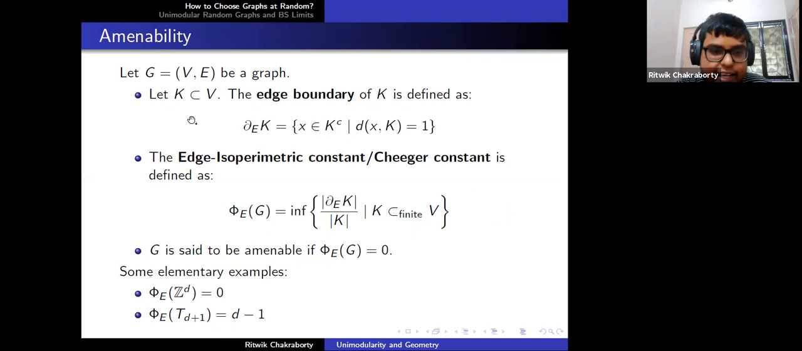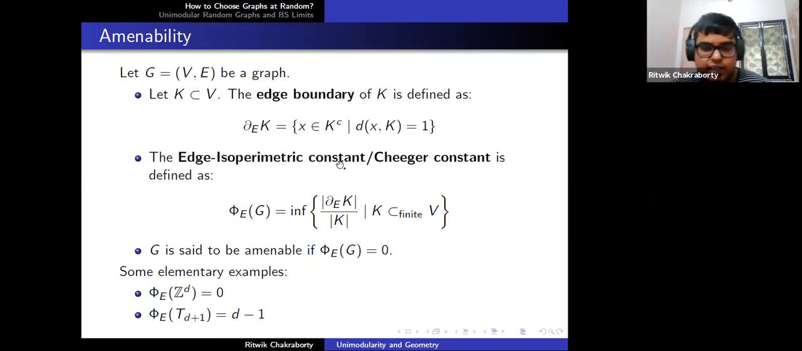So given a graph G, take any finite subset of the vertices, or in particular, take any subset of vertices. So the edge boundary of K is defined to be all those points outside K, that is in the complement of K, such that the distance between this vertex X and the set K is equal to 1, which basically means that you can find some vertex inside K and an edge connecting this vertex inside K to X, right? Having done that, so this literally is the boundary. Maybe I'll draw a picture later on.